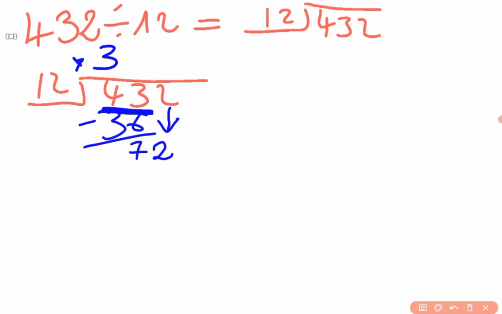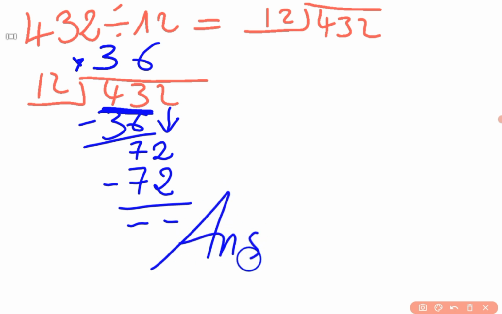So now you do 72 divided by 12 and you are going to have 6. Immediately you multiply 6 times 12, which gives you 72. And then when you subtract now, you see that it will give you 0. So finally we're saying that our answer is what?